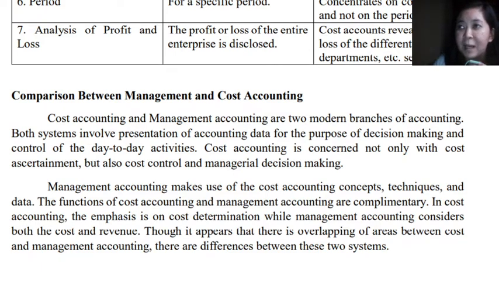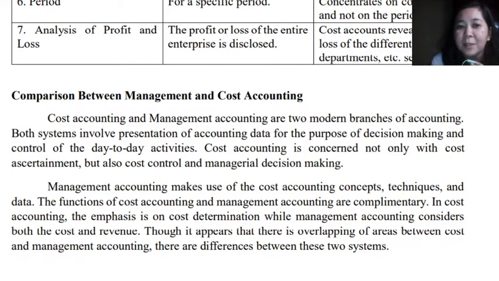But again, cost accounting is very specific to cost, while management accounting has a huge scope, which includes cost accounting. That's why management accounting makes use of the cost accounting concepts, techniques, and data. In cost accounting, as mentioned earlier, the emphasis is on cost determination, while management accounting considers both cost and revenue, a broader scope.